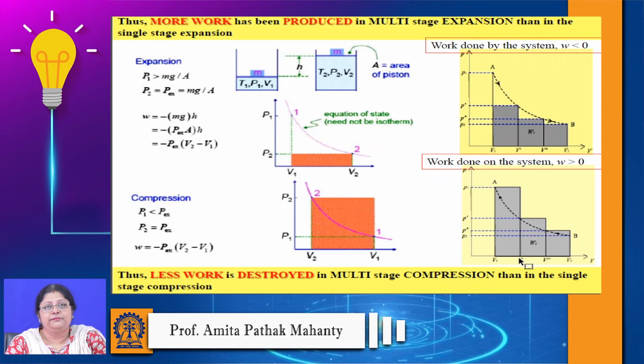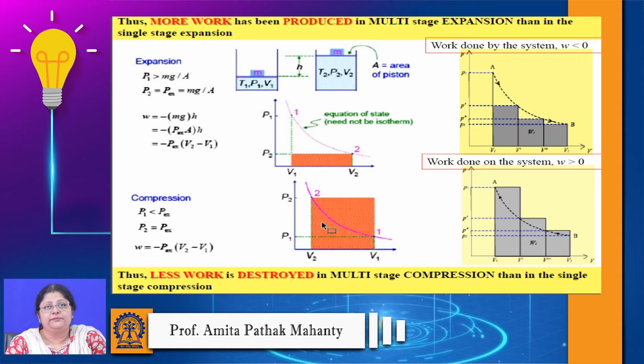Okay. Finally, what do I get? I get a pressure of P2 here. This is the final P2. In between, I have got a pressure of P prime, and corresponding to P prime, I have this volume change. So this is my final pressure. This is my volume change. So final pressure times the volume change is going to give me the shaded area.